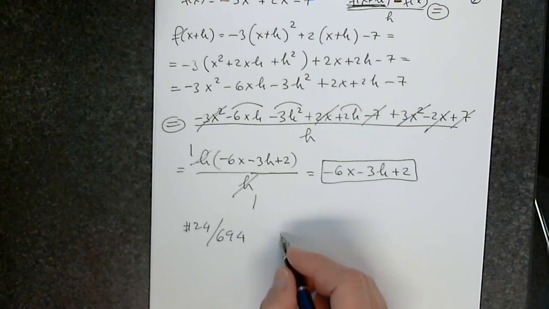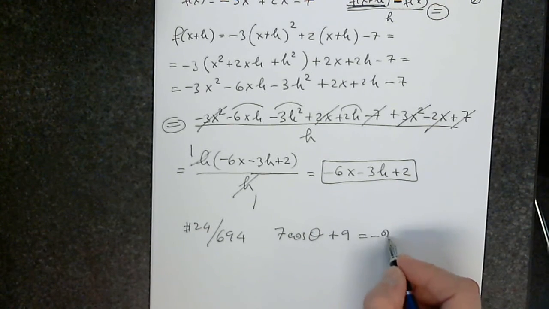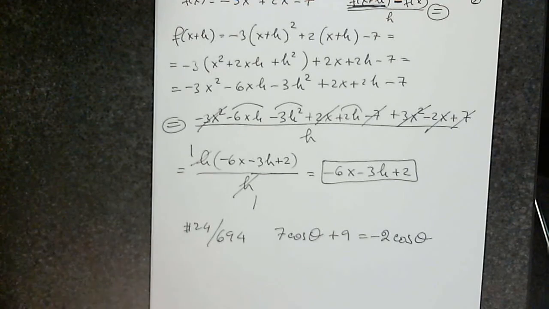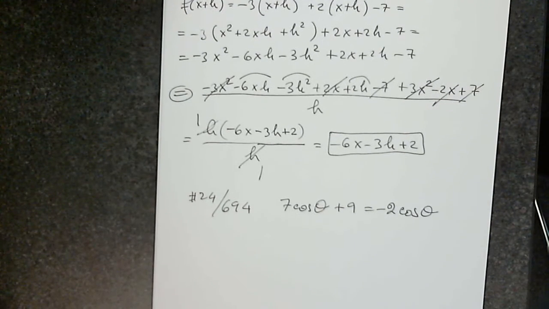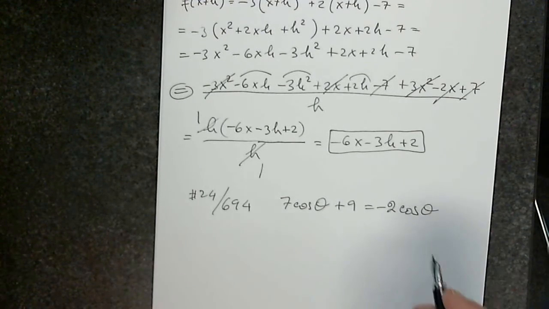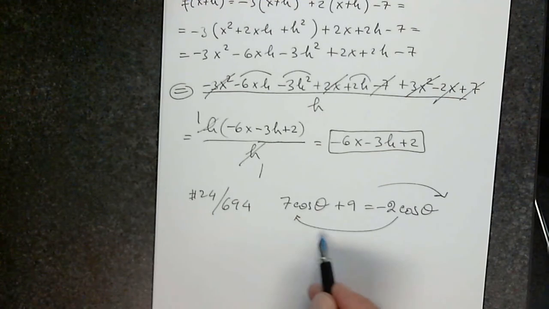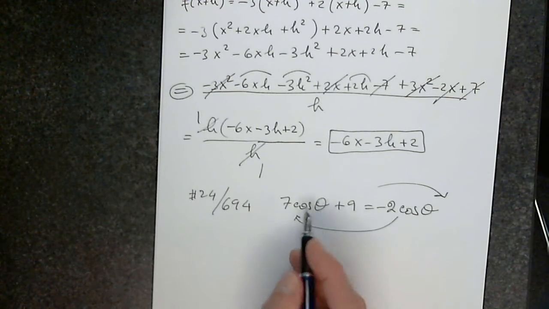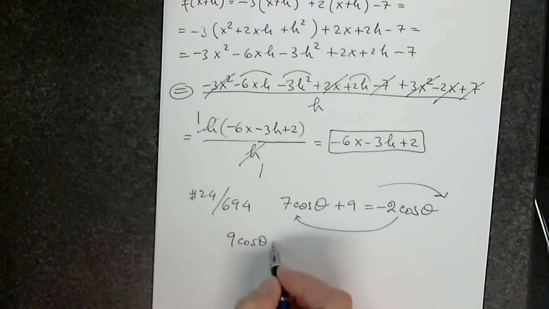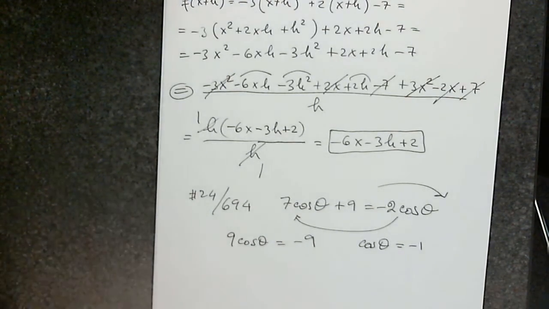And that was 7 cosine theta plus 9 equals negative 2 cosine theta. First, I have to solve for cosine theta. So I will move this here, and I will move this here. So when I bring a positive 2 cosine theta to 7 cosine theta, I have 9 cosine theta. And then I subtract 9. I divide both sides by 9, so I have cosine theta equals negative 1.